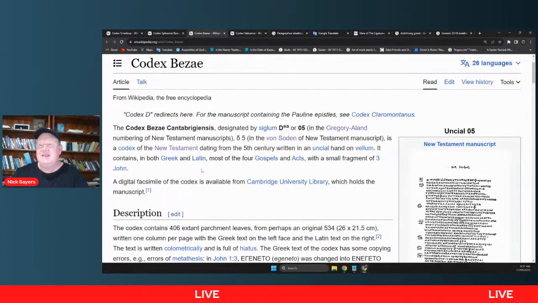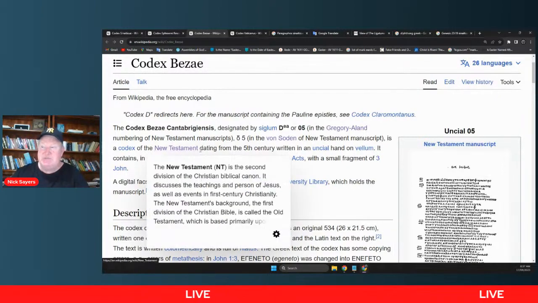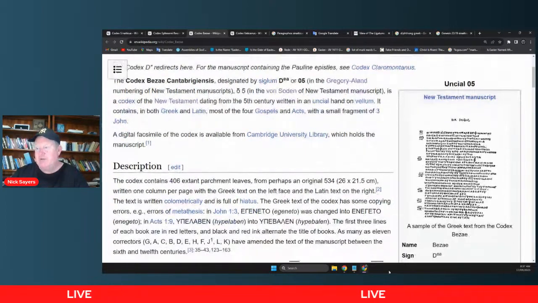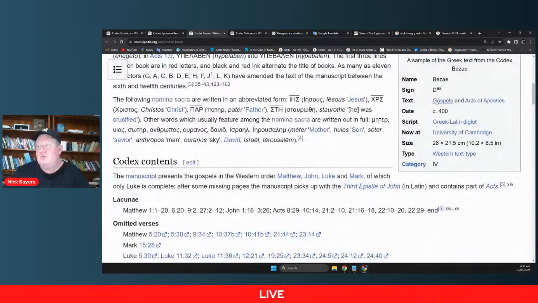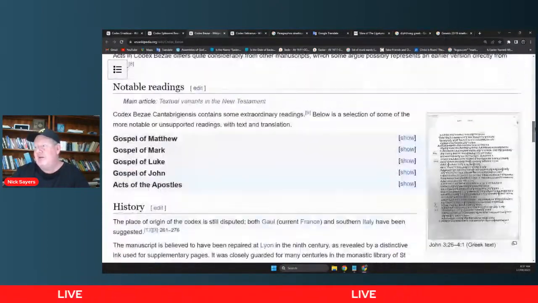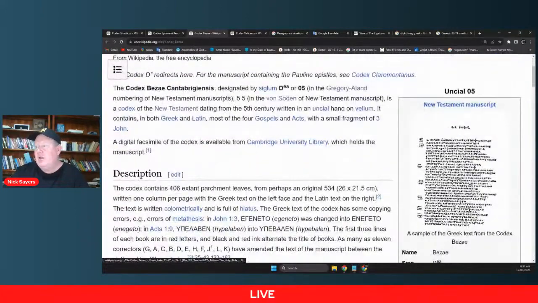Codex Beza Cantabrigensis is a codex of the New Testament dating from the 5th century, written in uncial hand on vellum. It contains both Greek and Latin, most of the 4 Gospels and Acts, with a small fragment of 3rd John. A digital facsimile is available here. So that's another manuscript that we could look at later on, but they're just making comparisons. So I just thought I would show you that one.